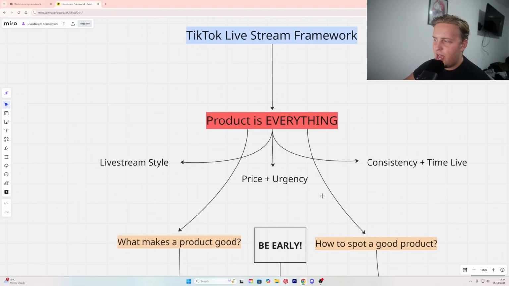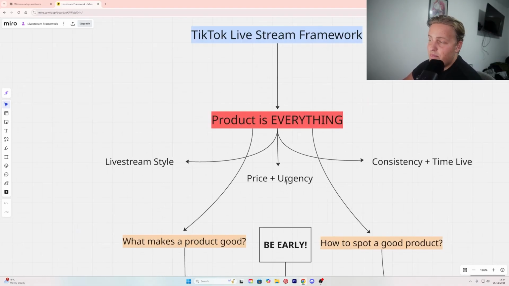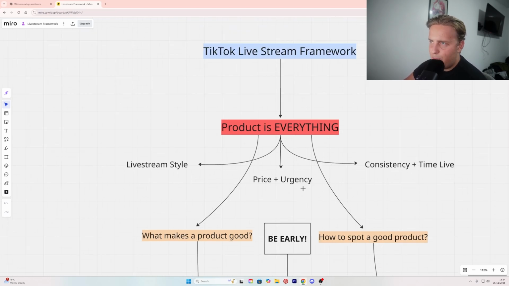Then what you have to understand is price and urgency. When you're going live, your price and urgency is one of the most important things ever, to be honest. If you go on there with a product that's usually £80 and they're selling it for £79, there's no real big sale there. So a lot of the time there's no urgency in that.